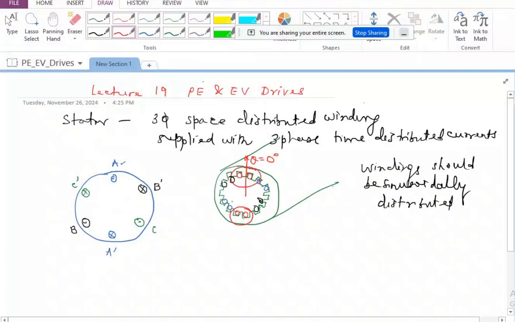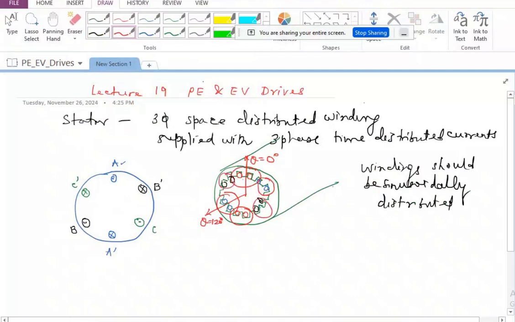Similarly, if I look at 120 degrees displacement, this is theta equal to 120. At this point, B phase should have the maximum number of conductors carrying current in the forward direction. And here, that is 120 plus 180, around 300 degrees, we should have B phase windings with the maximum number of conductors carrying current in the opposite sense. Similar is the case with respect to C phase also.